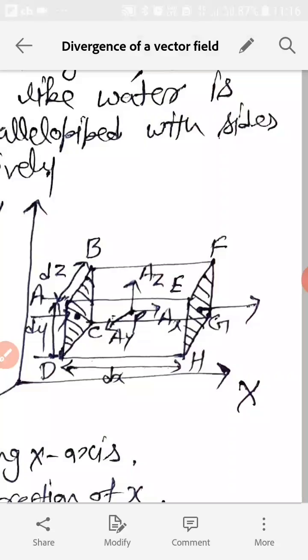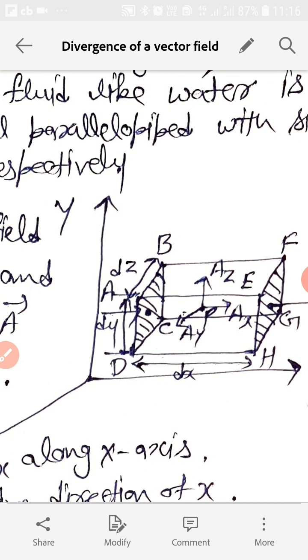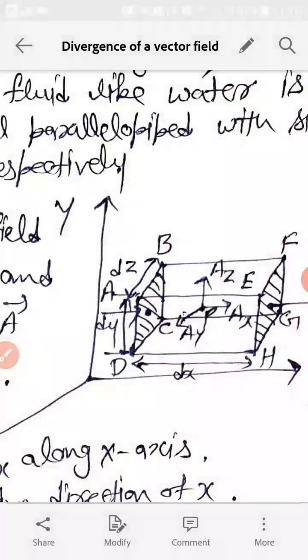Similarly we can write the flux through the face ABCD. Through this surface the total flux will be this. We know the component of A at point Q, which is Ax minus 1/2 ∂Ax/∂x dx, and again this face is in the yz plane, so the area will be dy dz. We have seen the flux is positive when the vector is in the same direction as the outward normal, and the flux is negative when it is in the opposite direction.